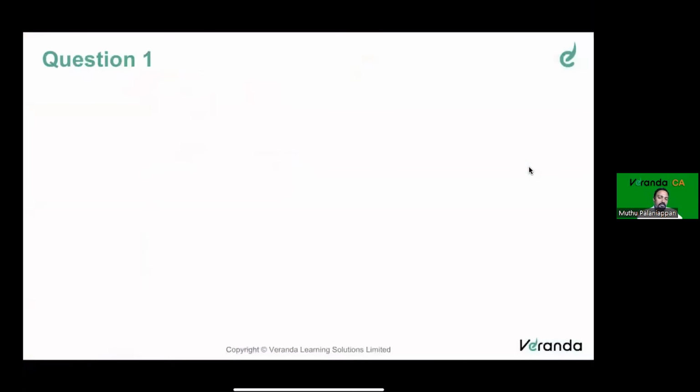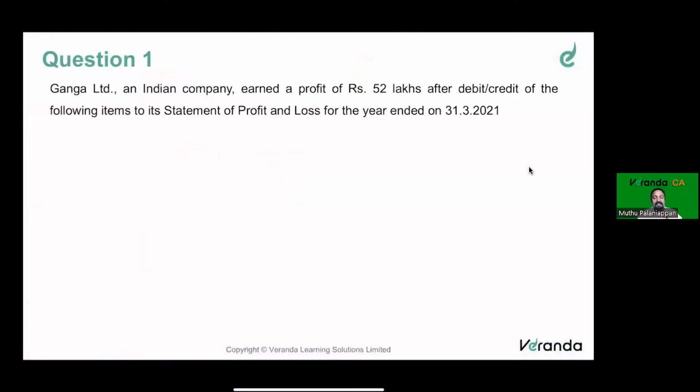Let's start with the first question. It's an Indian company, Ganga Limited. Ganga Limited has earned a profit of 52 lakhs, which they have given in their P&L statement. They have also said "after debit and credit", so certain information has already been debited or credited in the books of account. That's what they have given in the list of items.